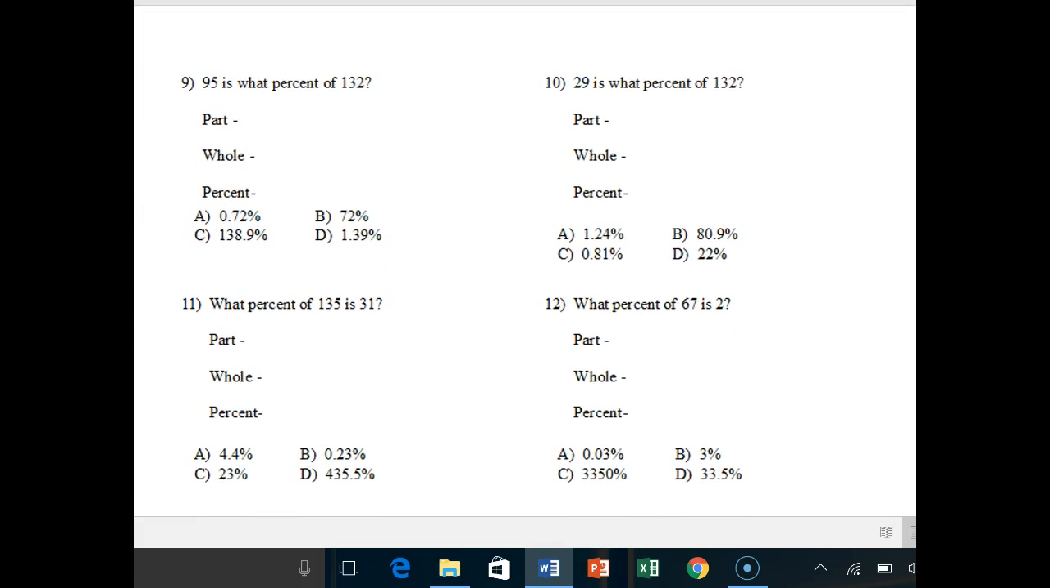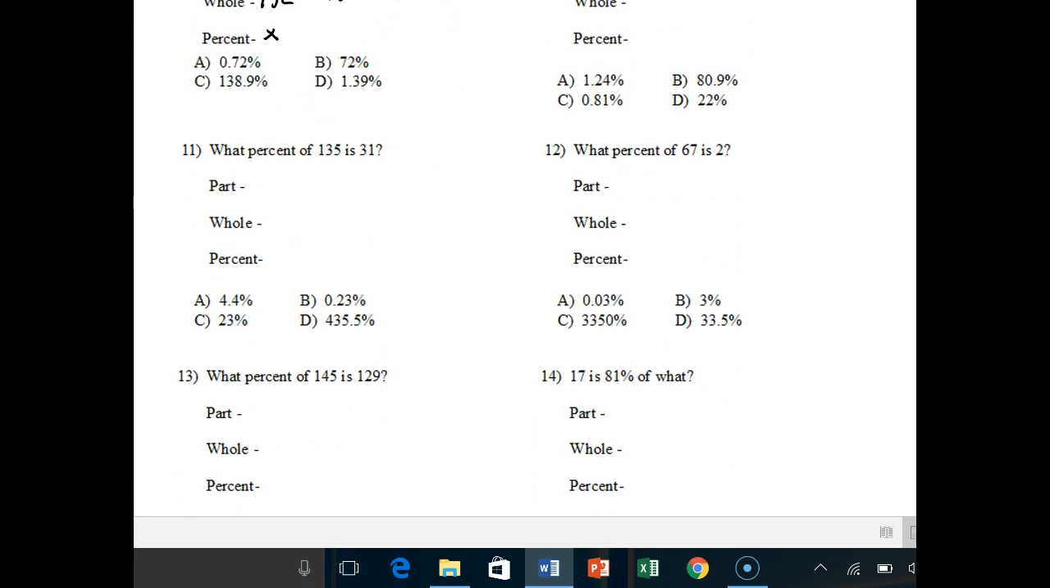All right, backside. So obviously we've solved for a part, we solved for a whole. Now all we have to do is try and solve for a percent. So 95 is, that's our part. What percent we don't know of 132? So it's 95 over 132. The part over the whole is equal to the percent, which we don't know, over 100. So cross multiply and then divide.